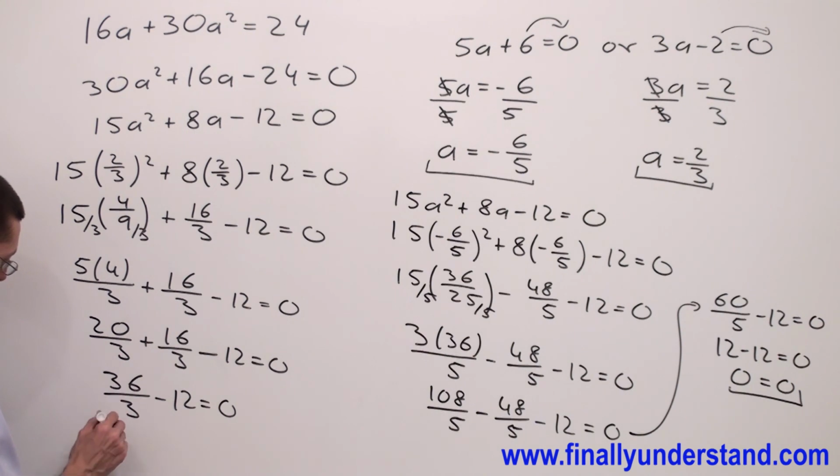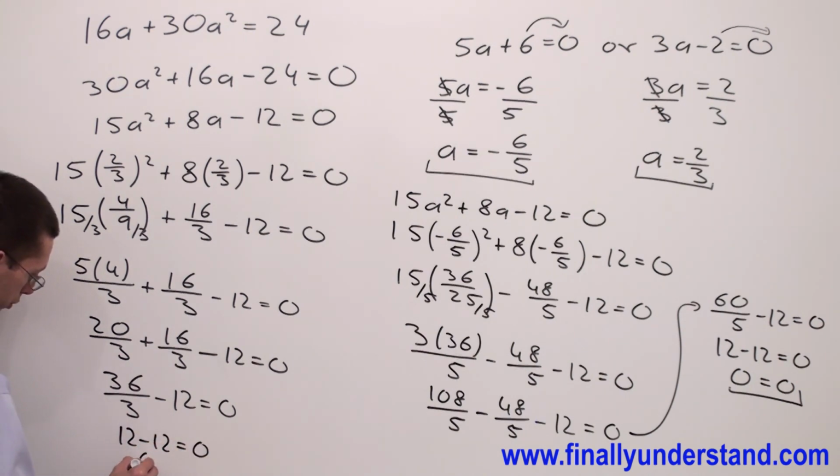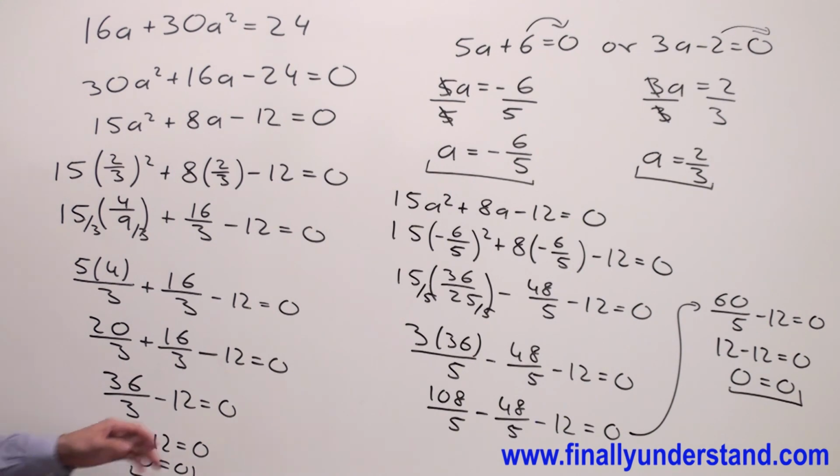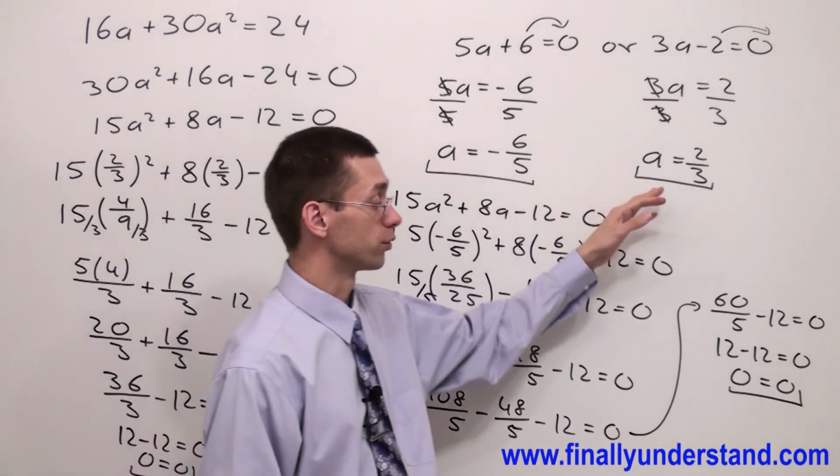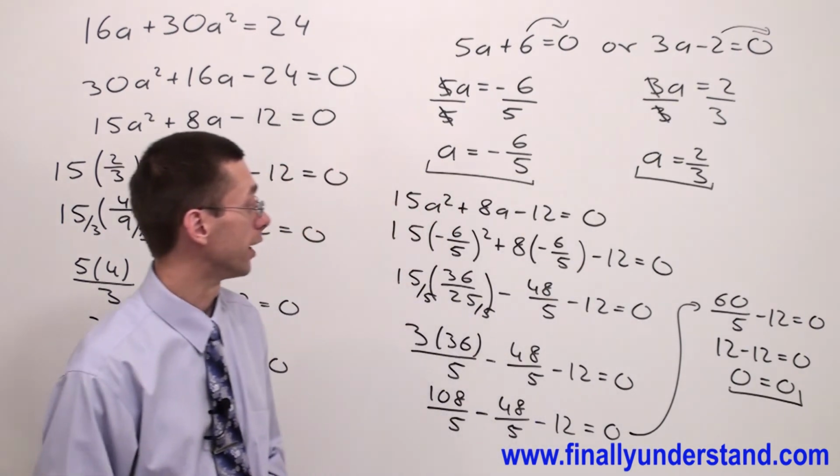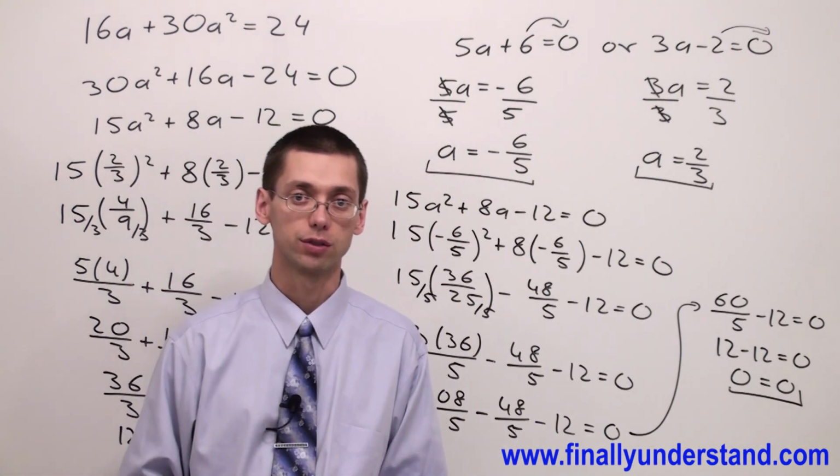36 over 3 is equal to 12. 12 minus 12 is equal to 0. 0 is equal to 0. The left side of my equation is equal to the right side. That's why I can say that these two values of a are correct solutions to my problem.